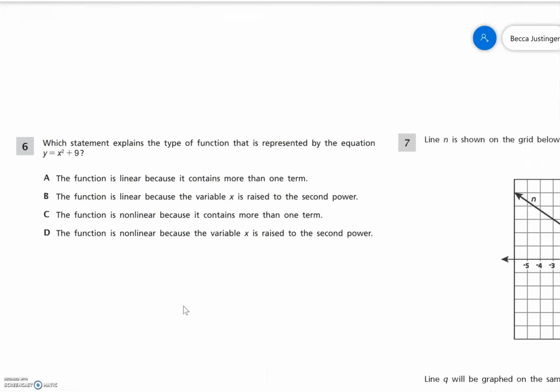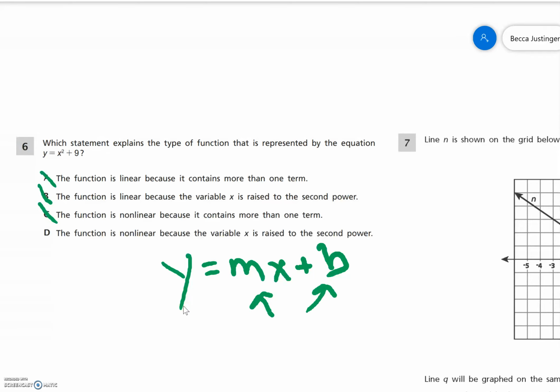6. Which statement explains the type of function that is represented by the equation y equals x squared plus 9? So we're looking to see, is the function linear or nonlinear? Remember, linear means it's in the form of y equals mx plus b. Is that in the form of y equals mx plus b? No. So it's not linear. So I'm going to cross off A and B. Now we need to realize, why is it nonlinear? Is it nonlinear because it contains more than one term? Well, linear has more than one term, so it's not C. The function is nonlinear because the variable x is raised to the second power. Remember this. I don't want my variable to have an exponent.